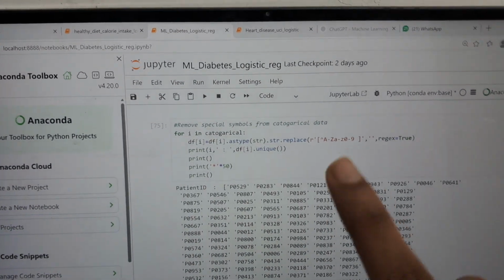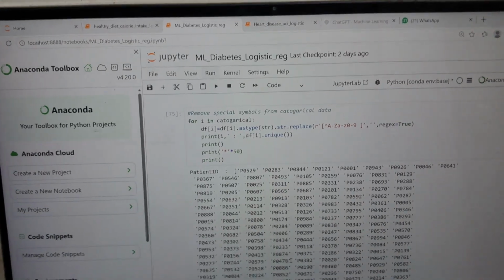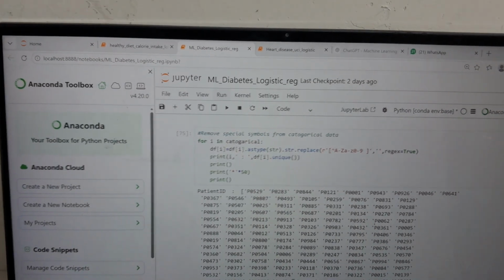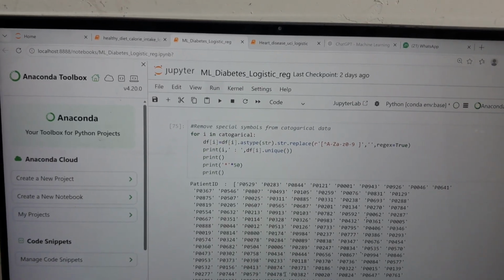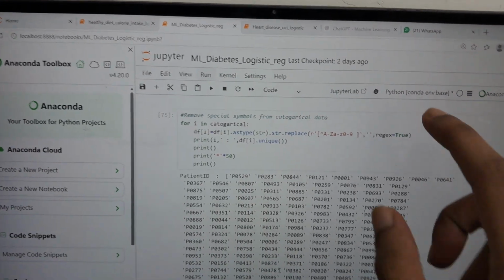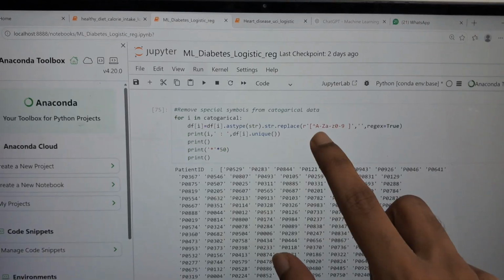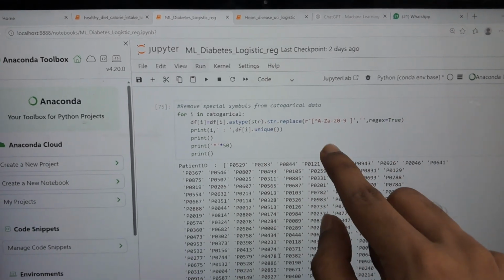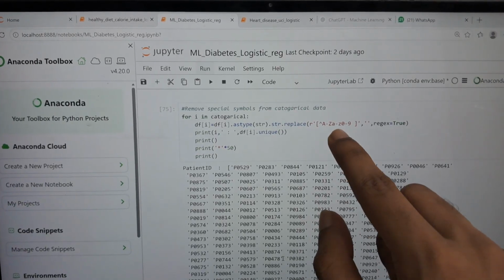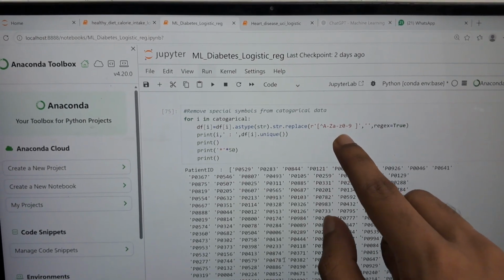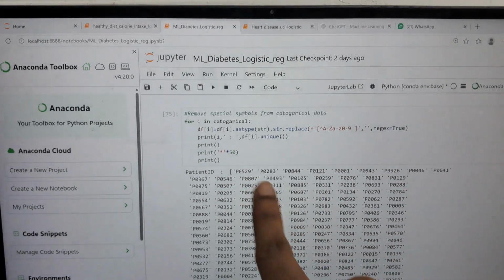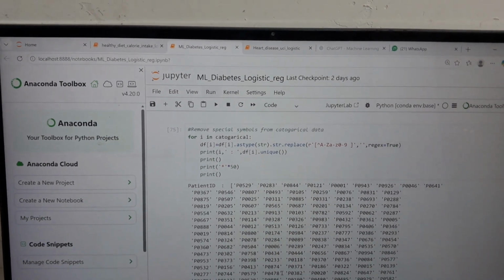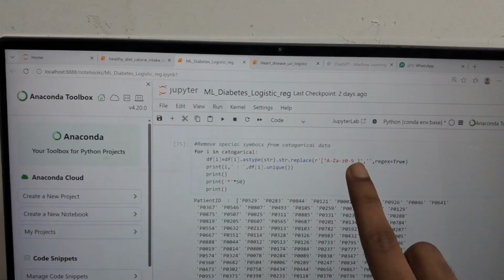Now remove special symbols from categorical data. In categorical data also, there might be special symbols like hash or dollar or question mark. Categorical data means alphabets, actually it is string only. So keep capital A to capital Z, small a to small z, and 0 to 9, because though this patient ID is categorical, it has numbers. So your categorical data also contains numbers, and this is space.